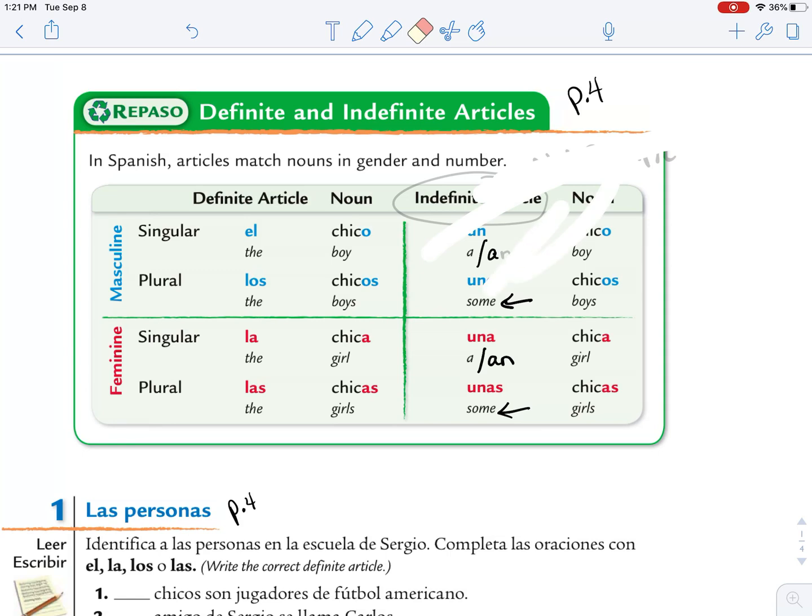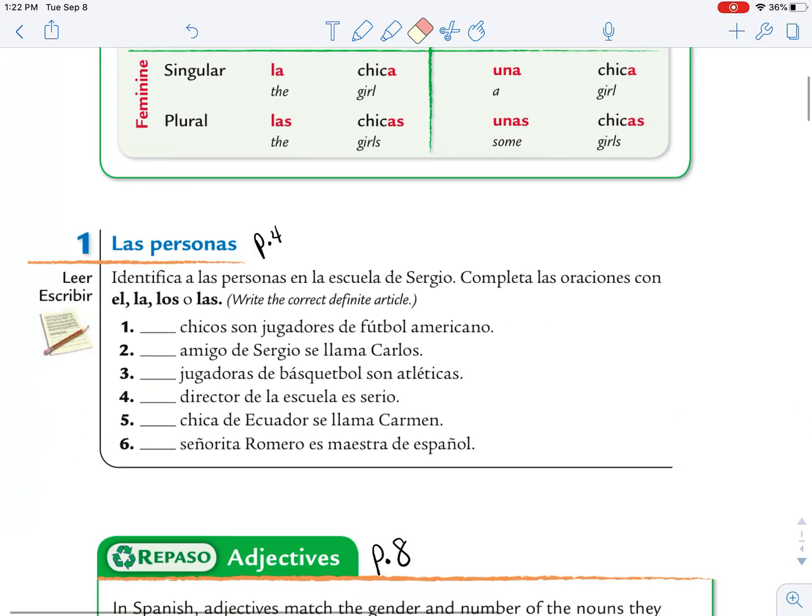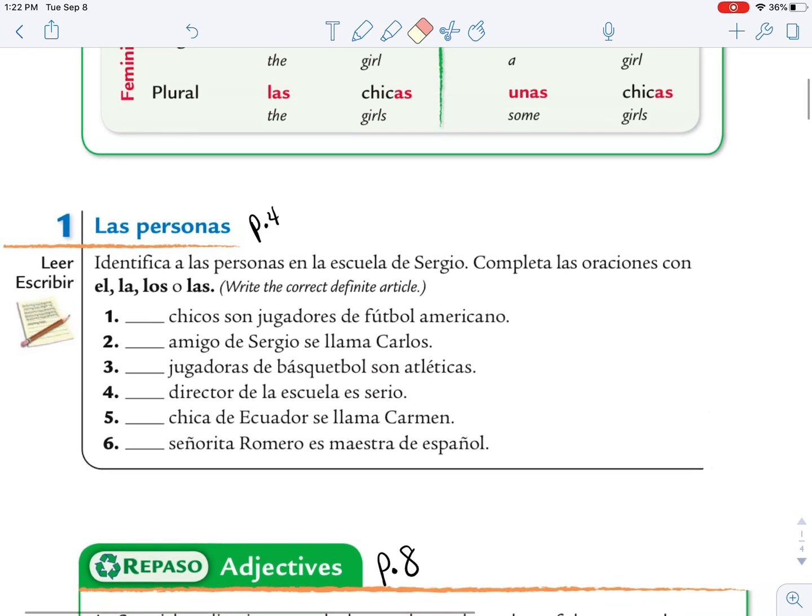Okay. So with all of that in mind, let's take a look at this activity. It's actividad uno. And we're going to just be using the definite articles. All right, el, la, los, and las. So I'd like for you to complete the sentences here with those articles. Pause this video, fill them in, and then double check your answers.